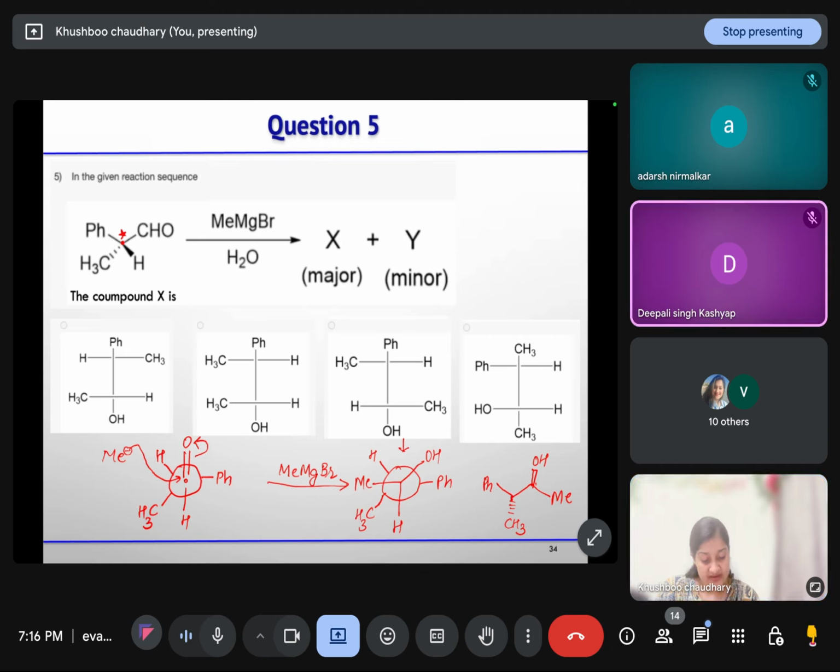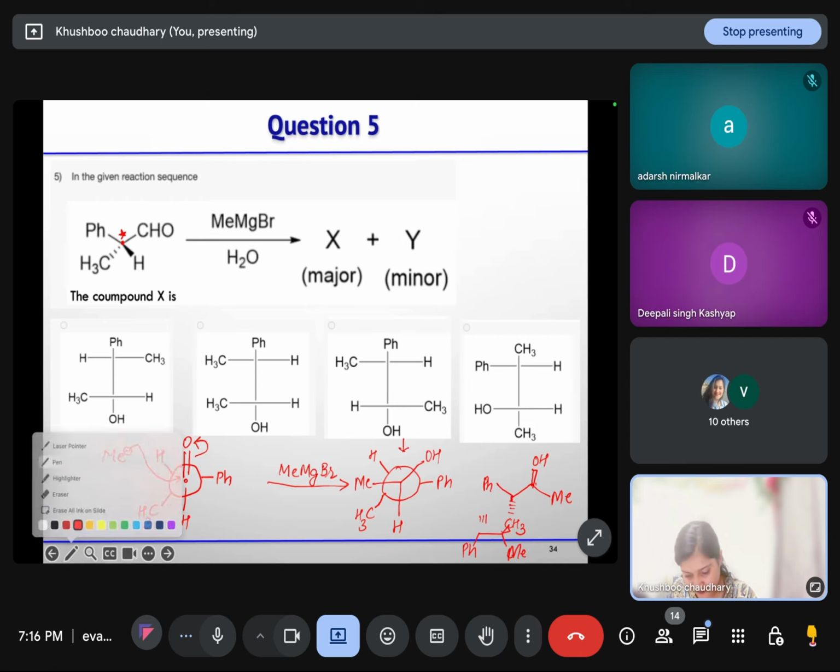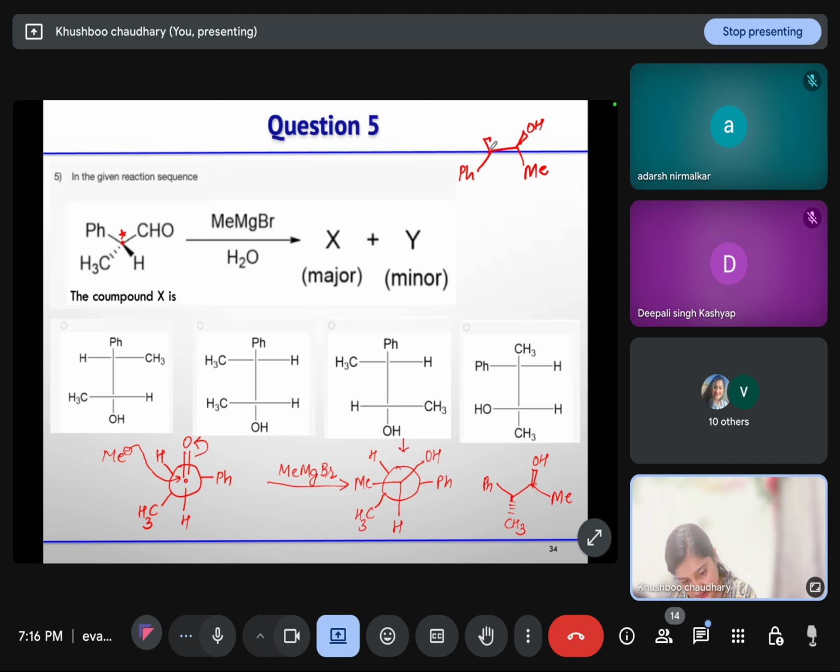Now we have to draw the Fischer projection. So for the Fischer projection, let me draw this as methyl. So this OH is above, this is your phenyl, this is your methyl, this is OH, and this is methyl.